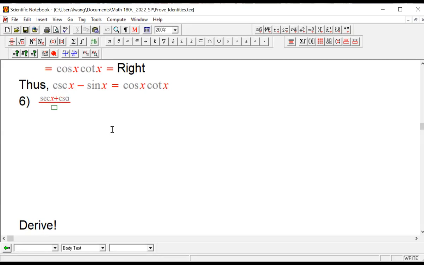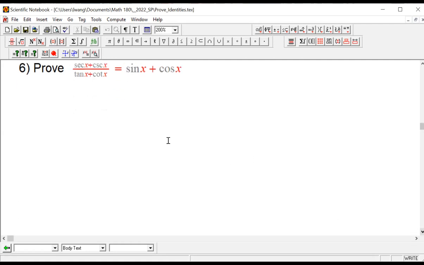Okay, cosecant x divided by tangent x plus cotangent x. And we want to prove that the left-hand side is the same as the right-hand side. So this is to be proved. So now we're going to make believe, pretend this is not true. We don't know it's true. Pretend we don't know it's true.